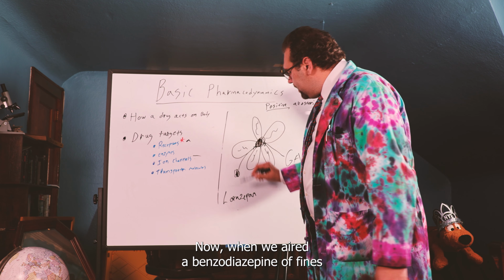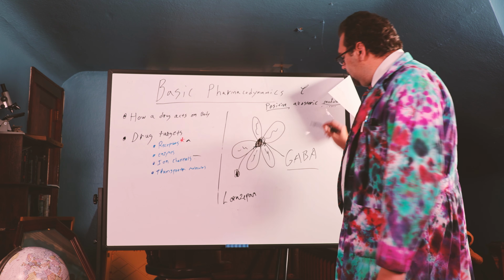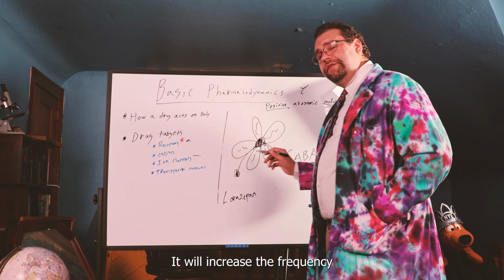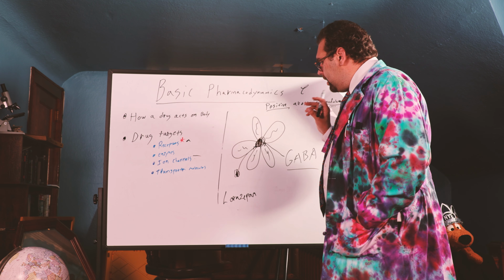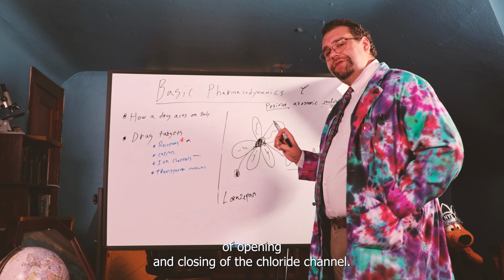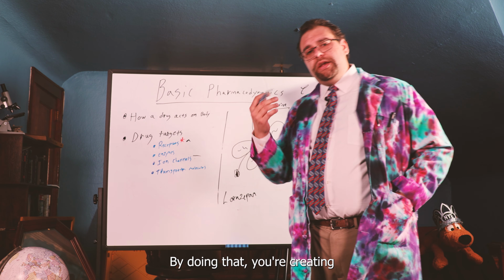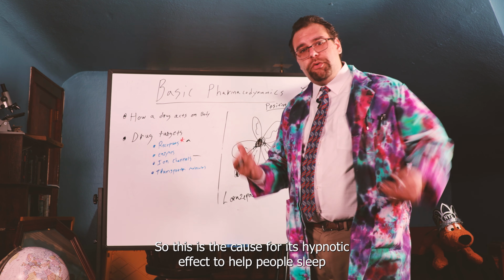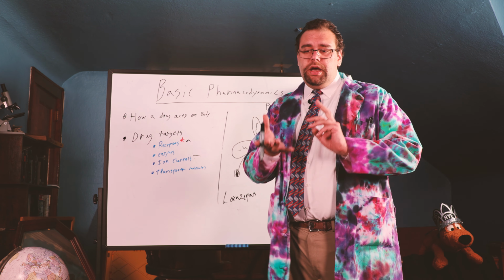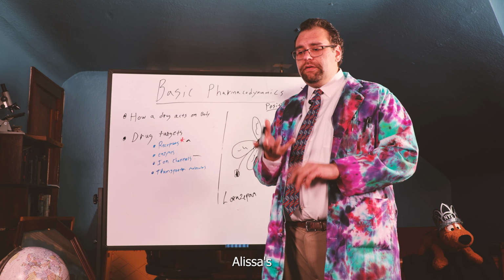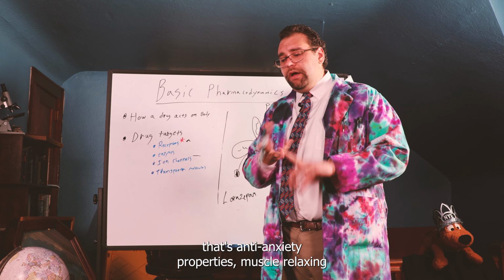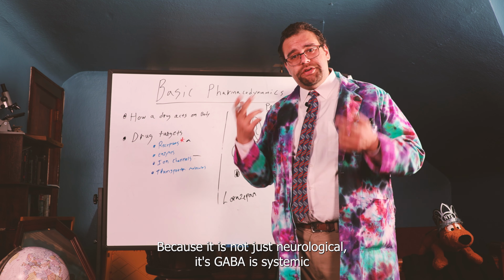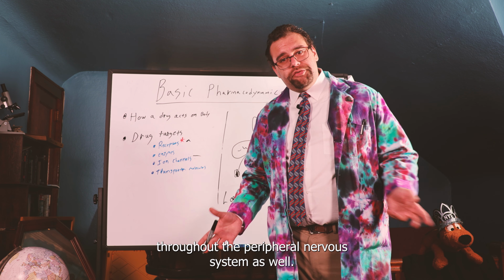Now, when we add a benzodiazepine, it binds in the presence of GABA. It only works in the presence of GABA. It will increase the frequency of opening and closing of the chloride channel. By doing that, you're creating a more inhibitory effect in the brain. So this is the cause for its hypnotic effect to help people sleep, it can help with anxiolysis, that's anti-anxiety properties, and muscle relaxant properties as well, because it is not just neurological. GABA is systemic throughout the peripheral nervous system as well.